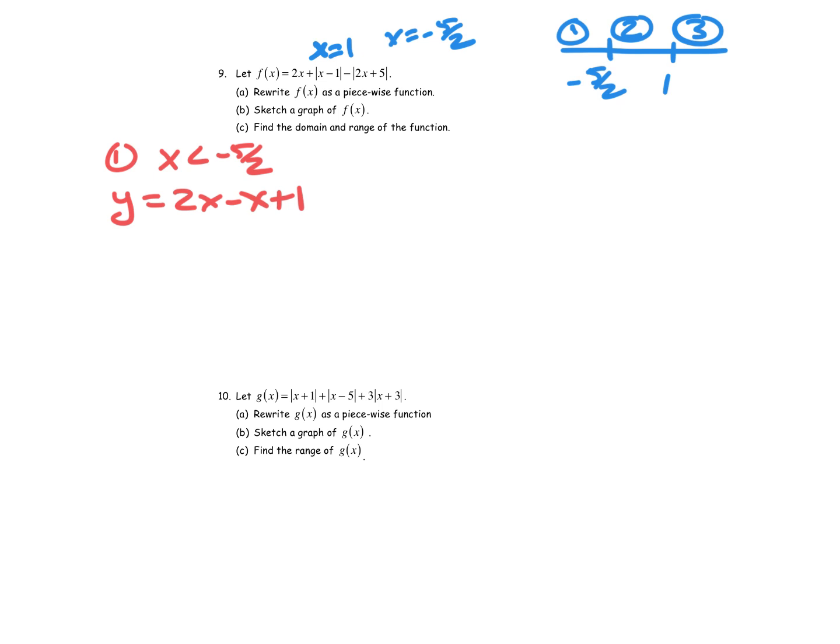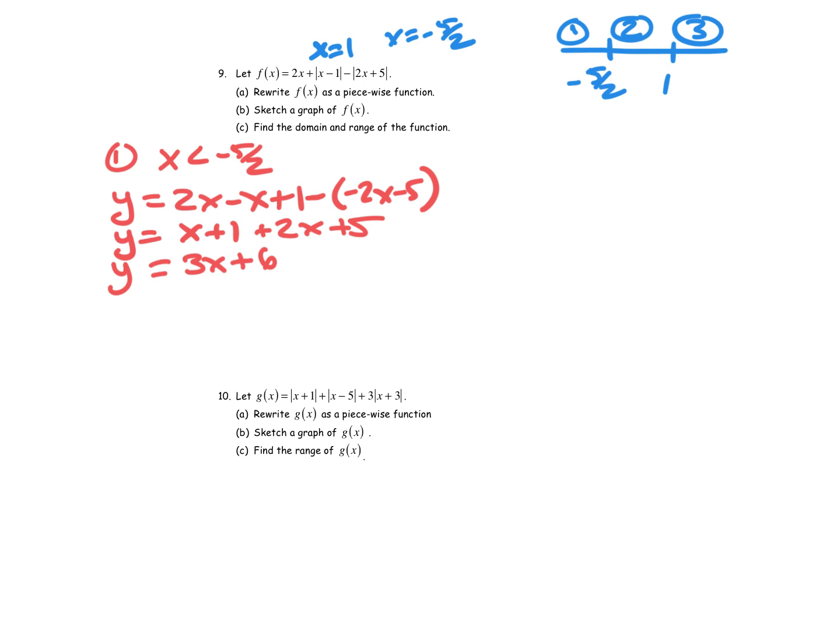Okay, then I've got minus. Now let's think of 2x plus 5. Again, plugging in -3 inside that absolute value would result in the inside being negative. So I've got to multiply everything inside also by a -1. Okay, so cleaning this up, this is y equals 2x minus x is just x plus 1, and let's distribute the negative, plus 2x plus 5. So this first piece will be 3x plus 6. So now we're done with the first piece of the piecewise function.